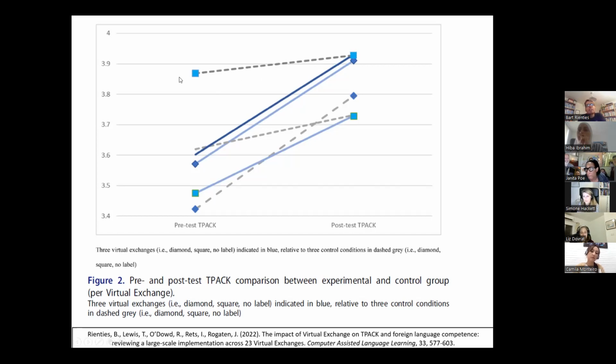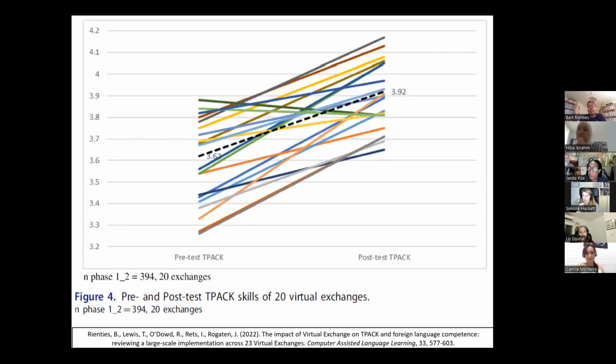What is quite interesting, for example, with the square group, that's another virtual exchange, is they were really confident at the beginning and remained very confident. While if we compare it with the experimental group, they didn't really catch up. So it seems that on the individual virtual exchanges, again, there's not really a super positive effect. If we then look at the other virtual exchanges in the second study, perhaps this is just an outlier, just 3 experimental virtual exchanges that perhaps just didn't do what we were expecting. So the next one shows the growth of these virtual exchanges, of the 20 virtual exchanges over time.